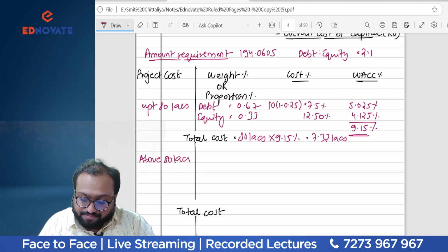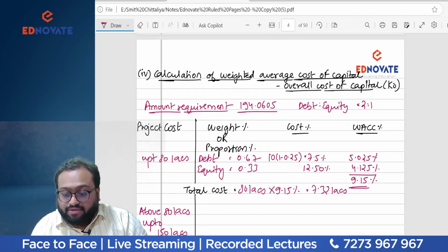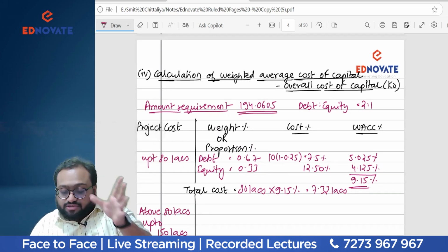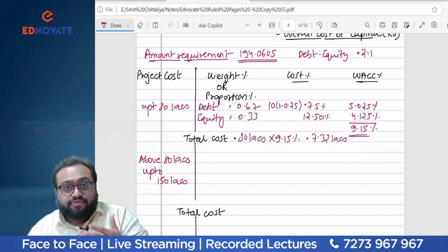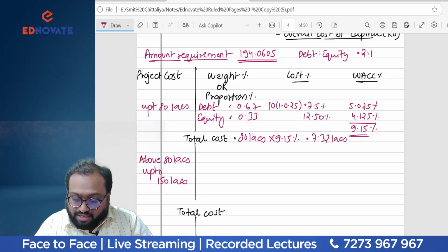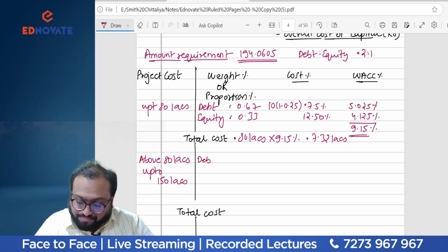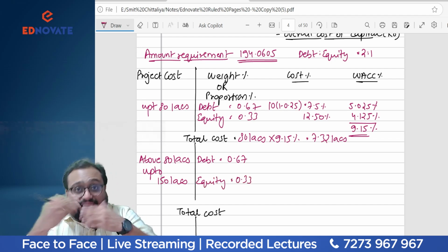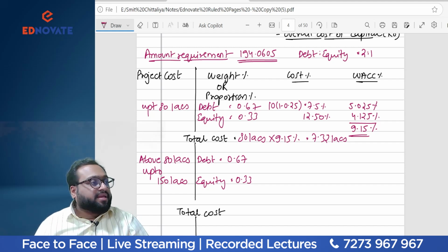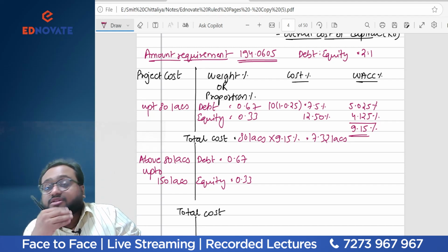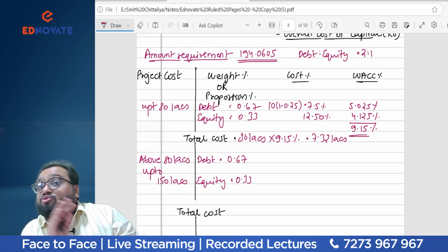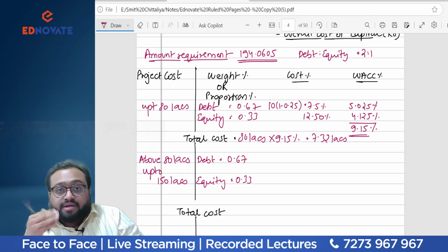Now anything above 80 lakhs, but up to 150 lakhs. See, we require a total amount of 194.6065. So of course, we need to go up to 150 lakh. Again, we'll write down the debt proportion will be 0.67. Equity proportion will be 0.33. For the next slab, this is going slab by slab. Normally in our other sums of module and everywhere, there was no slab rate with respect to this. But here there is slab rate.